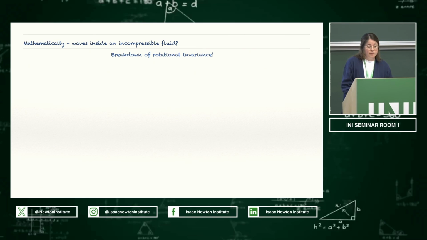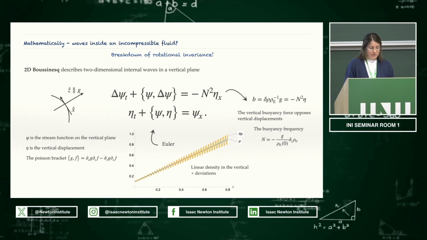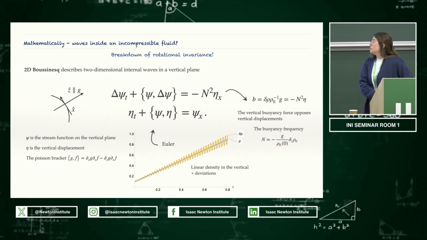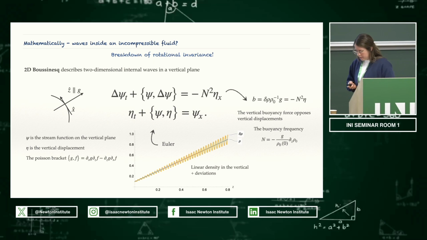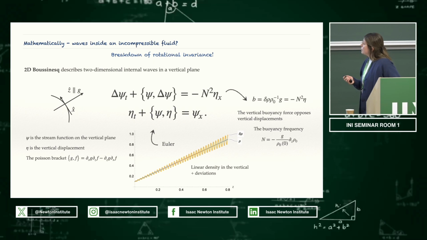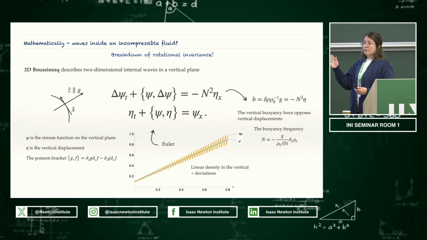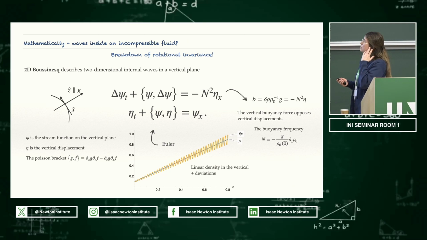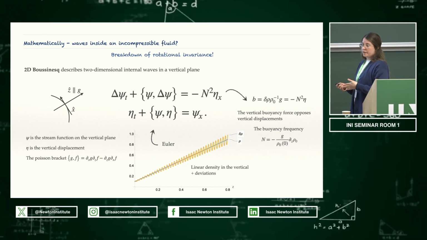Mathematically, if you ask yourself how waves are created inside an incompressible fluid, the answer is the breakdown of rotational invariance. This is the two-dimensional Boussinesq equation, and David wrote the same equation just for temperature difference. Here z is the vertical direction, and x is one of the horizontal directions. This equation describes two-dimensional internal waves on a vertical plane.